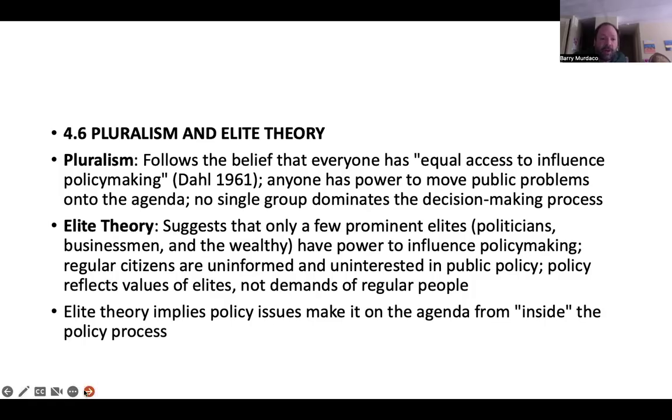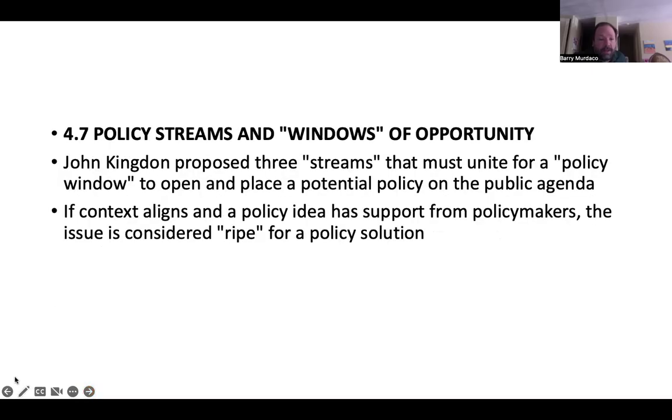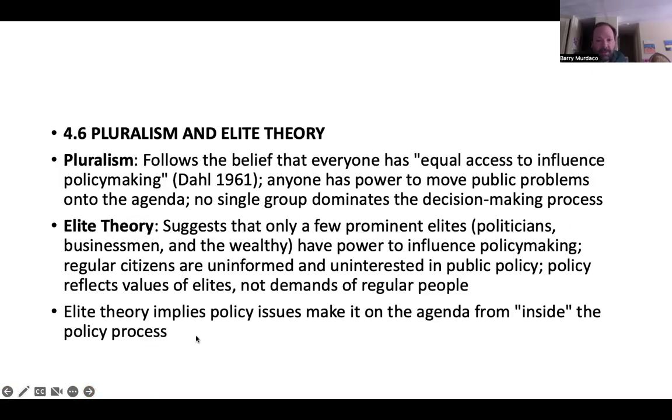You can't really explain that properly from the point of view of elite theory, which pretty much takes it for granted that the public is uninterested in policymaking. That is just not true. It is correct that the policy is dominated by elites, but not just because the public is uninformed or uninterested. It's because the policymaking process favors elites more than it favors the public. Elite theory implies policy issues make it on the agenda from inside the policy process as well. So it's basically the insiders, basically.